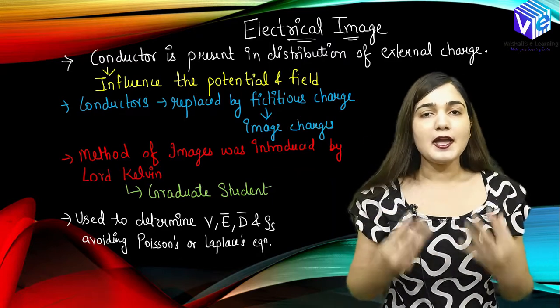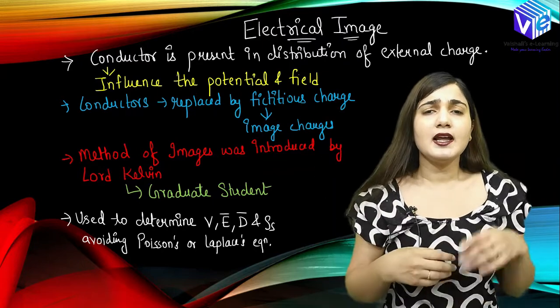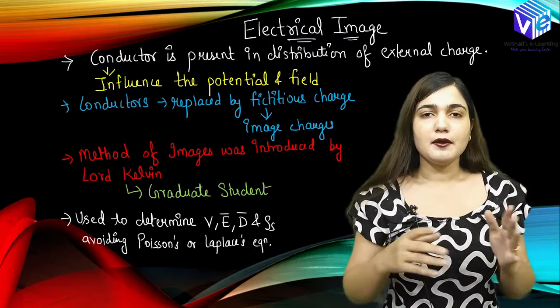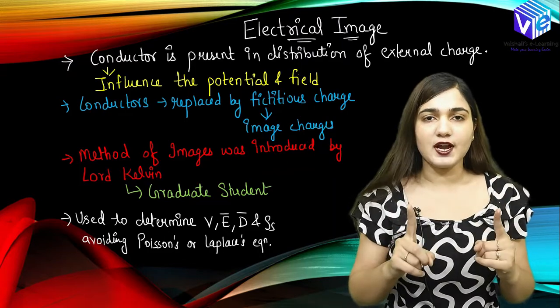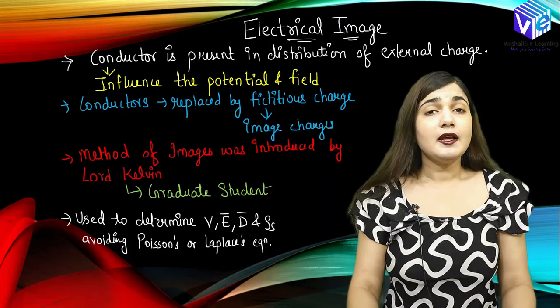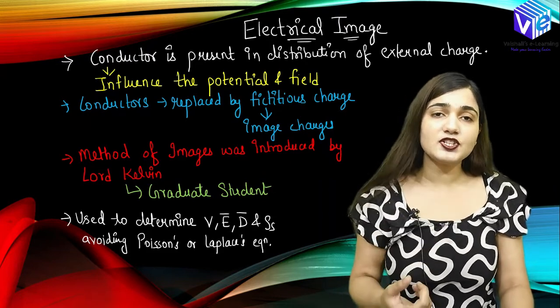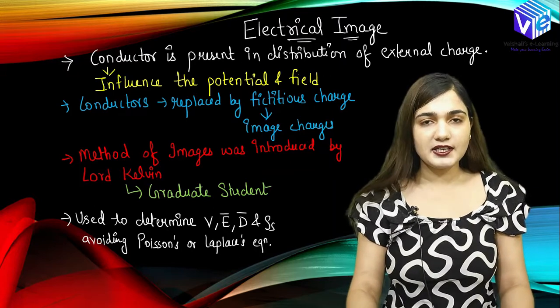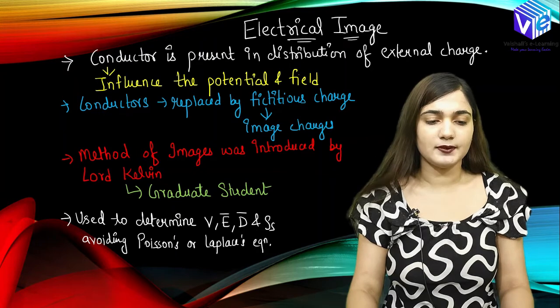And I know easily how I can find out the electric field, potential, electric field lines, anything if I have the collection of two charges, right? So this method we will be using, and the method of removing the conductor and replacing it with the image charge, which is the fictitious charge, is known as the electrical image creation.